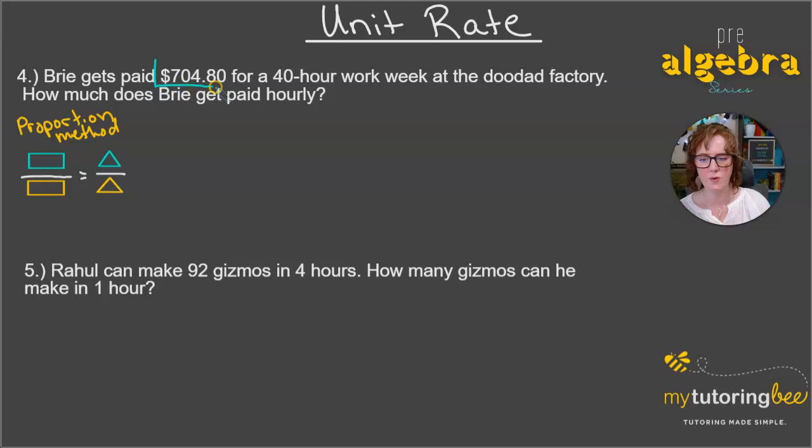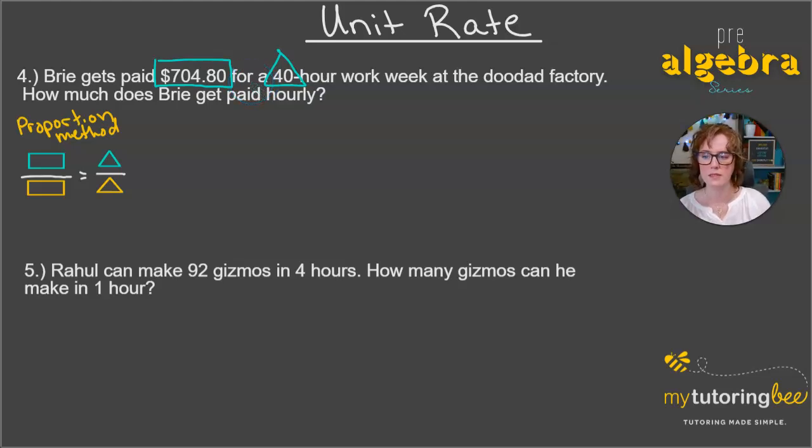So the $704.80, that's how much she gets paid for a total 40-hour work week. So I'm going to put that in that blue rectangle. Now, what goes along with that is the 40 hours that she works. So I'm going to put that in a blue triangle. So they are different amounts. One is money, one is hours, but they go together because they are both the totals.